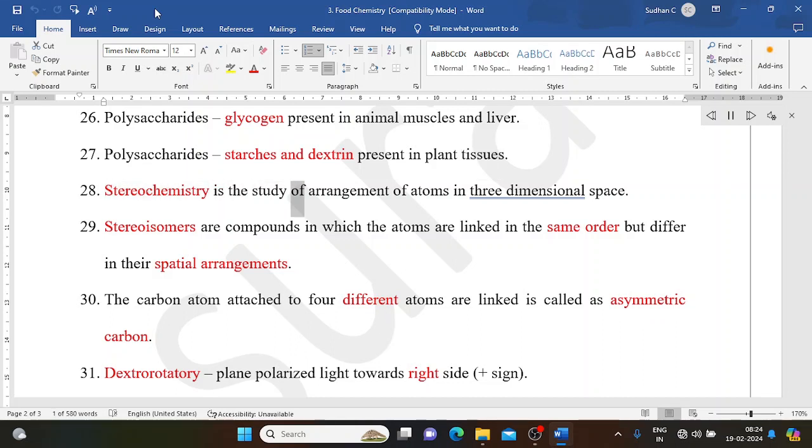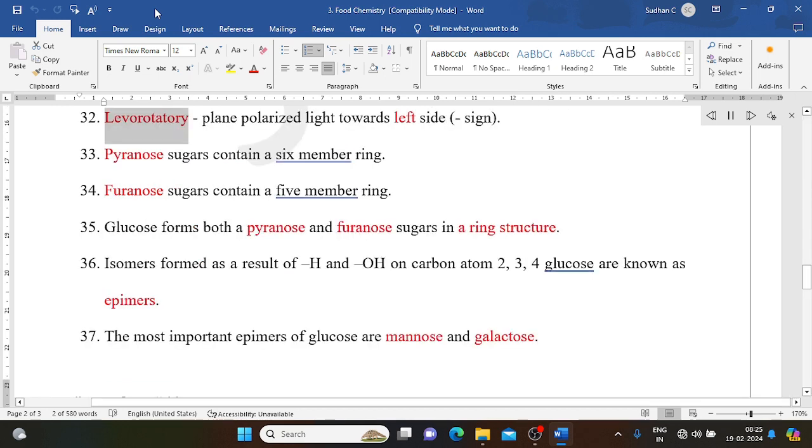Stereochemistry is the study of the arrangement of atoms in three-dimensional space. Stereoisomers are compounds in which the atoms are linked in the same order but differ in their spatial arrangements. The carbon atom attached to four different atoms is called an asymmetric carbon. Dextrorotatory: rotates plane polarized light towards the right, plus sign. Levorotatory: rotates plane polarized light towards the left, minus sign.